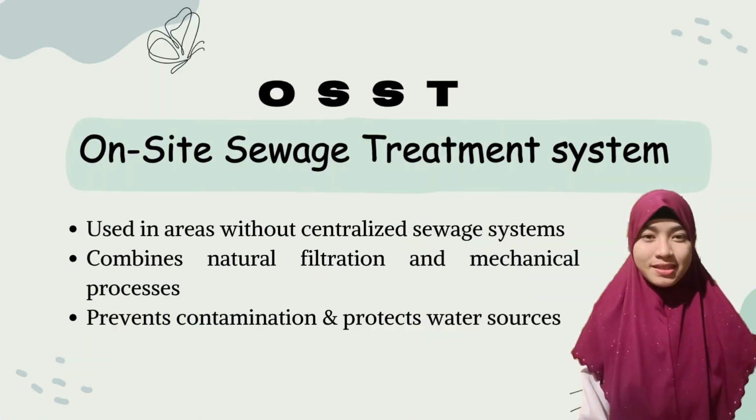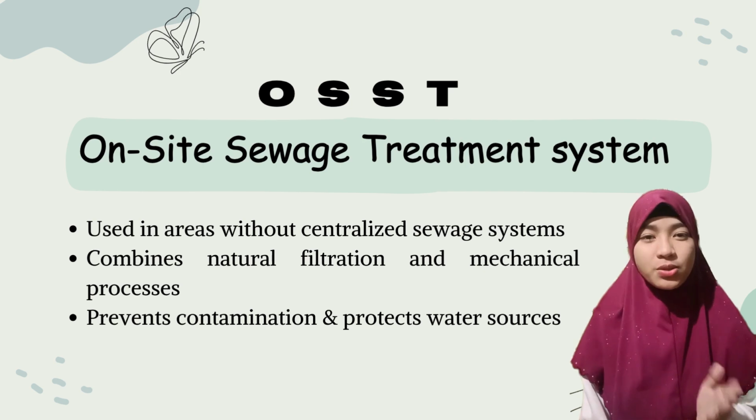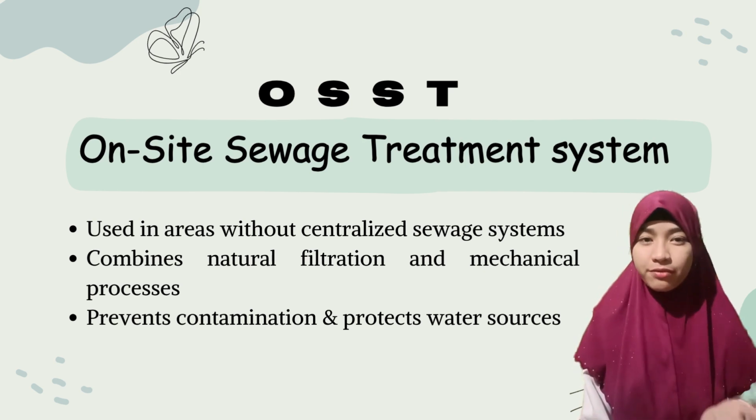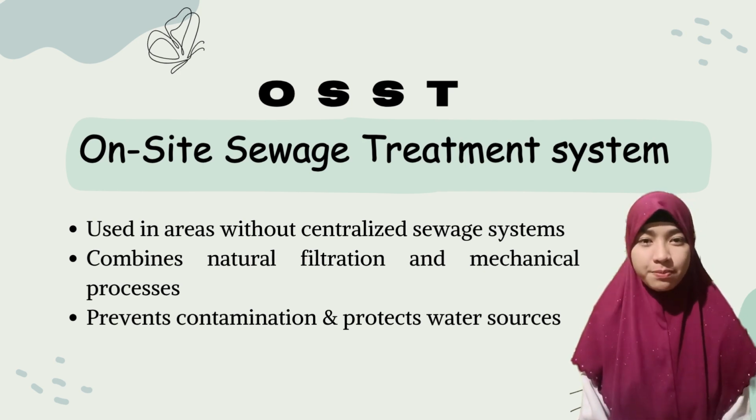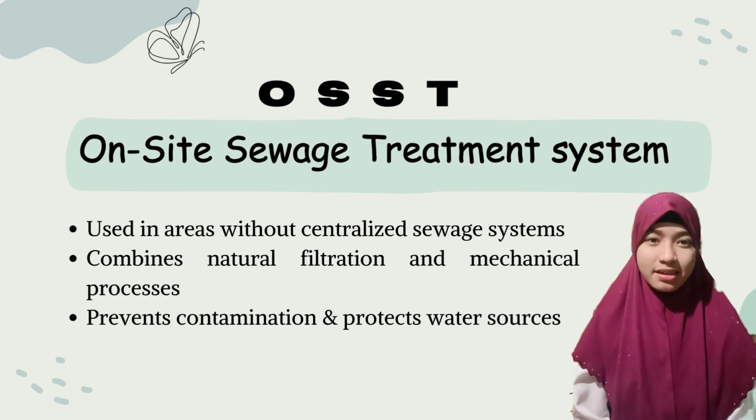The OSST system is a decentralized wastewater treatment method. Instead of connecting to a city-wide sewer line, wastewater from homes is treated on-site, meaning directly on the property. It uses a combination of natural filtration, like letting water pass through soil, and mechanical processes, such as separation of solids in a septic tank.